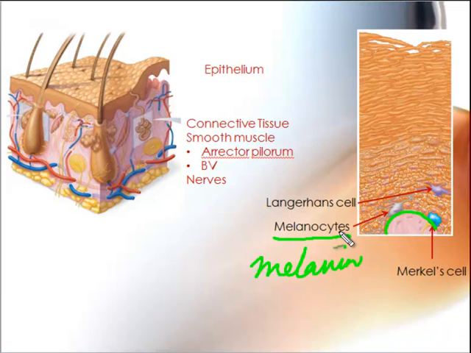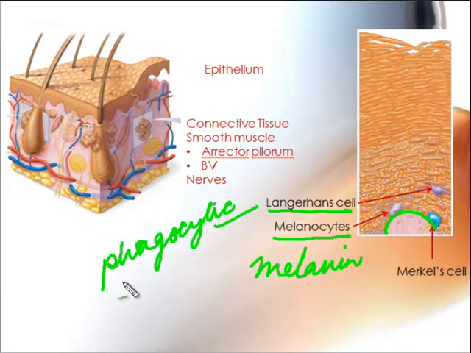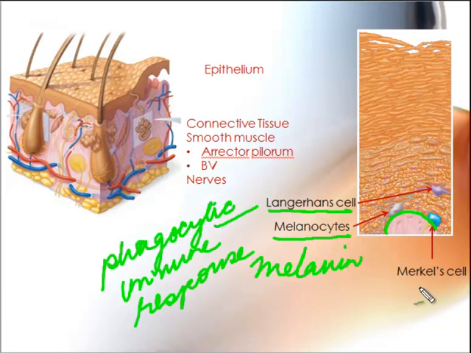What you also see in the epidermis, since this is a good time to know that the epidermis may contain special cells, is another cell which is known as Langerhans cells, and these cells are phagocytic and take part in the immune response. And then lastly, you have another cell here which is called Merkel cell, which is a pressure receptor. So these are special cells seen in the epithelium or the epidermis of the skin.